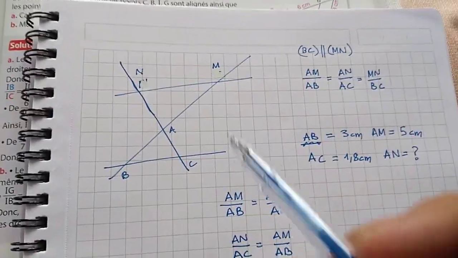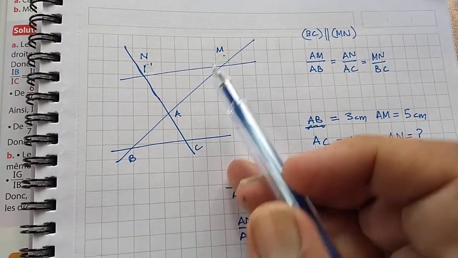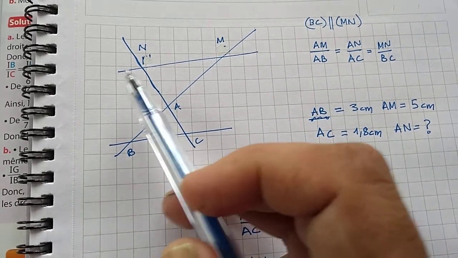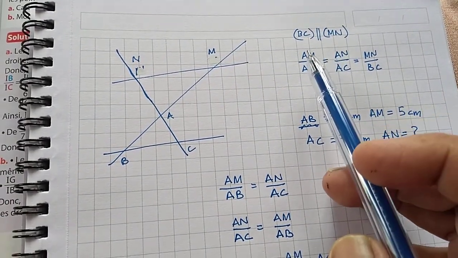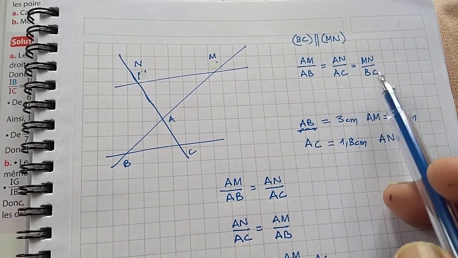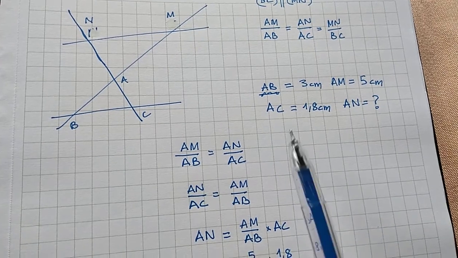Again, this time I have drawn it in that way where A is in the center of B and M. And lines NM and BC are parallel, BC and MN are parallel, and this is the theorem of Thales, which I have just copied here again so that we don't have to scroll back.